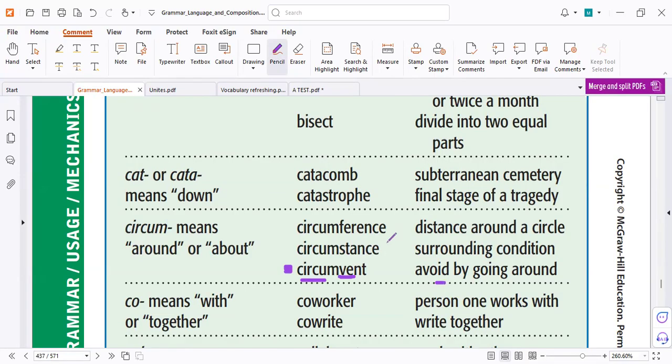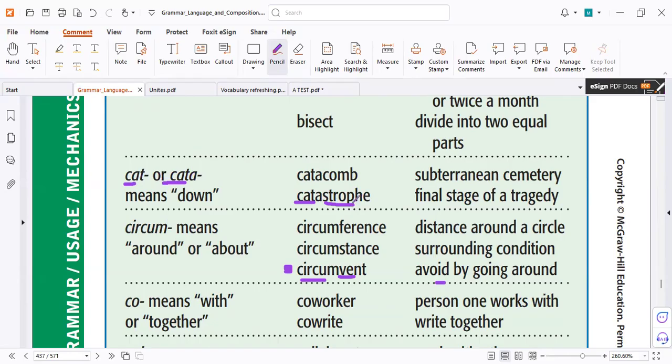That's it. Look for cat or kata. Now, so catastrophe. So catastrophe means something goes down at the end. Something goes down, this means it's going to be damaged, to be destroyed.